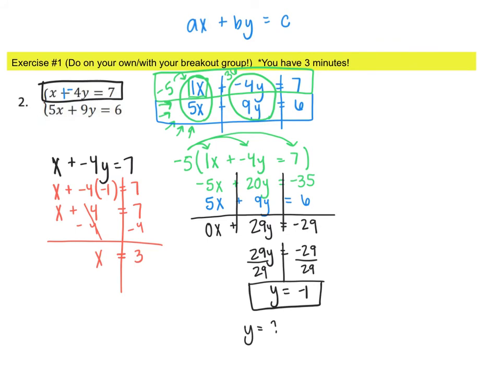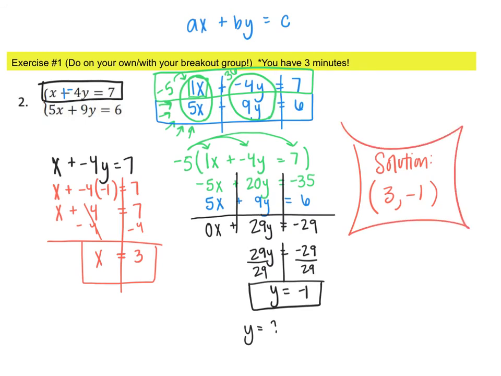All right, I got that x equals 3 when I did my math. Check your math with my math. Make sure you got the same answer. And so our solution to the system of equations is x is a 3, y is a negative 1.